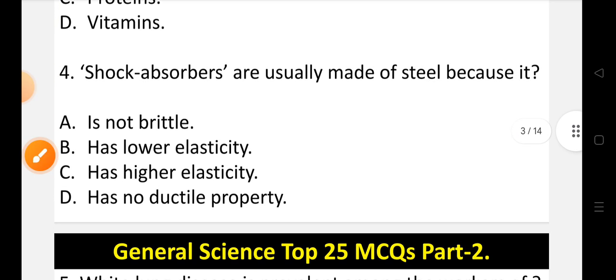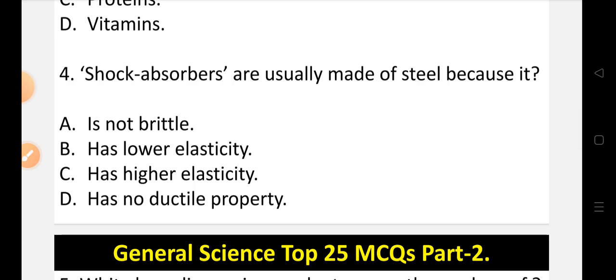Now let's move to question number 4. Shock absorbers are usually made of steel because it, options are option A is not brittle, option B has lower elasticity, option C has higher elasticity, or option D has no ductile property.